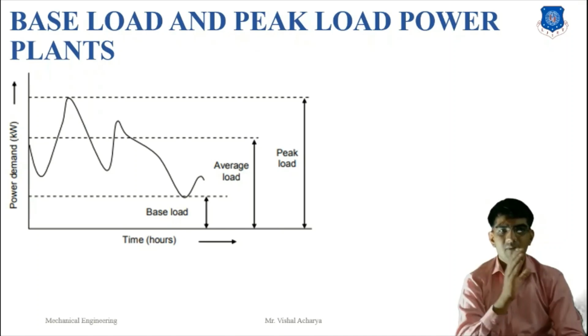Next is the peak load power plant. To cater to the peak demand, peak load power plants start up when there is a spike in demand and stop when the demand is reduced. Examples of peak load power plants are gas plants, solar power plants, diesel, and wind.